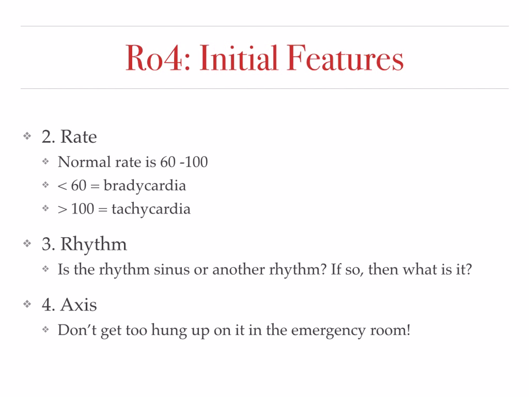The next feature we're going to look at is going to be the rate. In a normal adult, heart rate is typically between 60 to 100 beats per minute. Less than 60 beats per minute is going to be bradycardia, and greater than 100 beats per minute is going to be tachycardia. The third feature we're going to look at is going to be the rhythm.